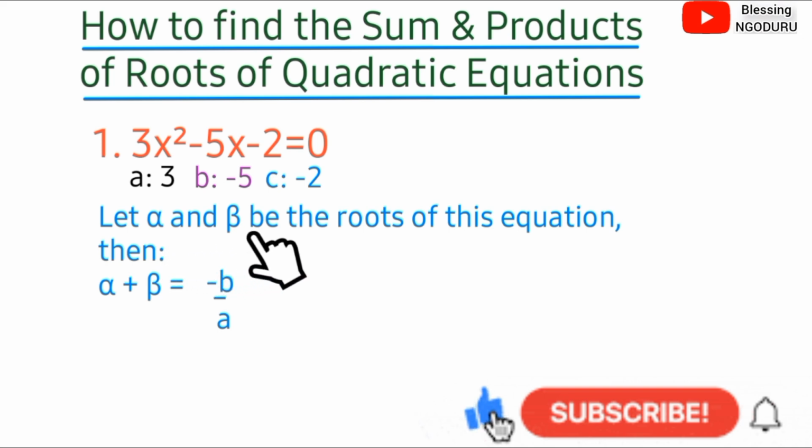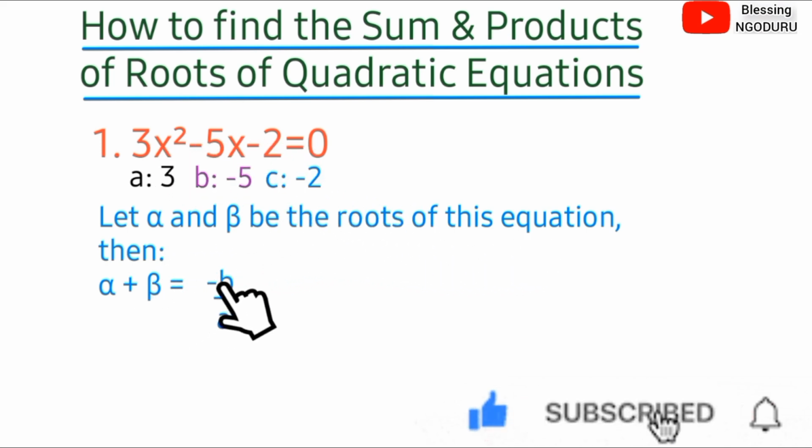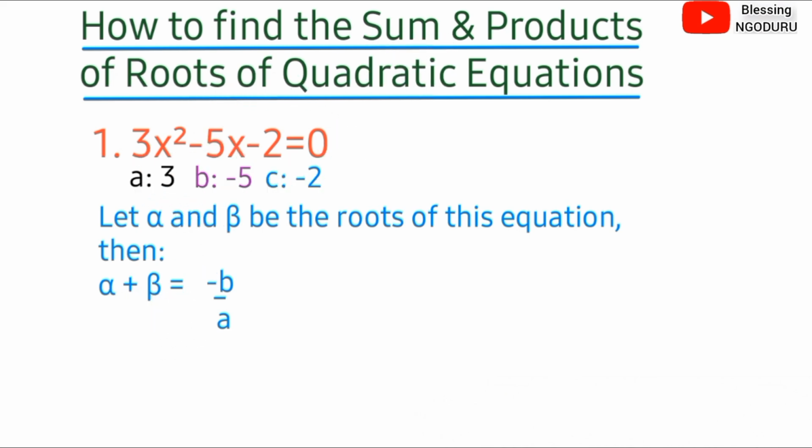Let alpha and beta be the roots of this equation. Then alpha plus beta will be equal to -b over A. Here, alpha plus beta means the sum of the roots of this equation. And the formula to calculate the sum of the roots of this equation is -b over A.